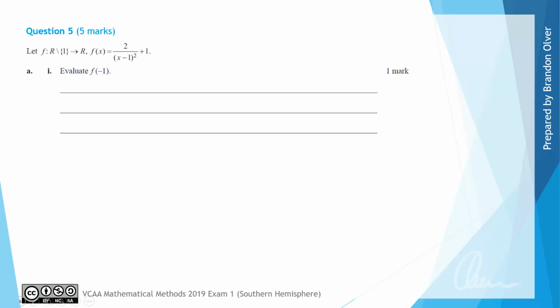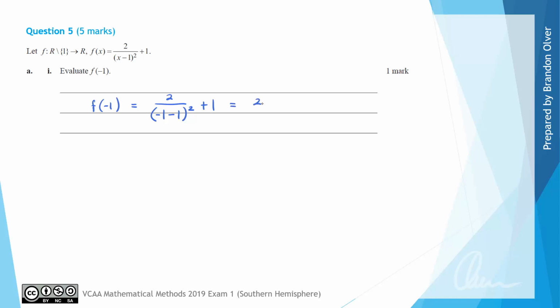For question 5, we have the function f with a domain of all real numbers excluding 1, where the f of x rule is 2 divided by (x - 1) squared, plus 1. For part 1 of part A, we just want to evaluate f of negative 1. So f of negative 1 is going to equal, we take our rule, 2 divided by (x - 1) squared, but wherever there's an x we replace it with negative 1, so we'll have (negative 1 - 1) squared on the bottom line, and then we add 1 to it.